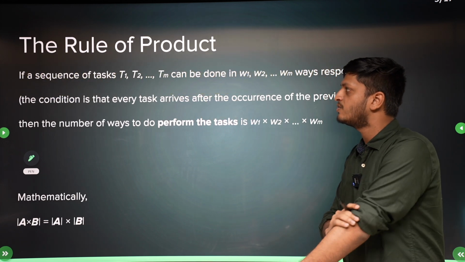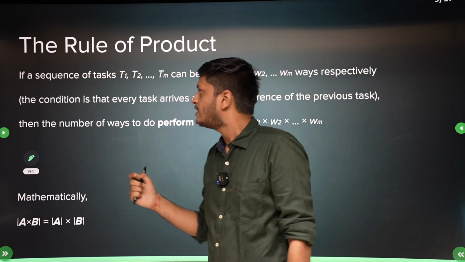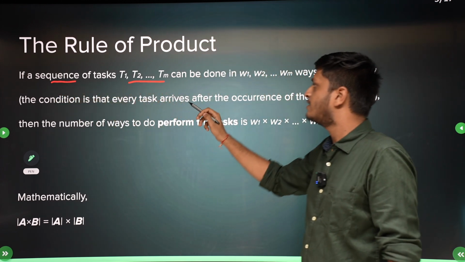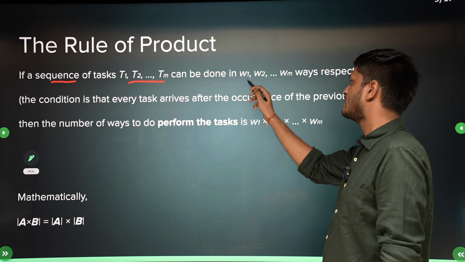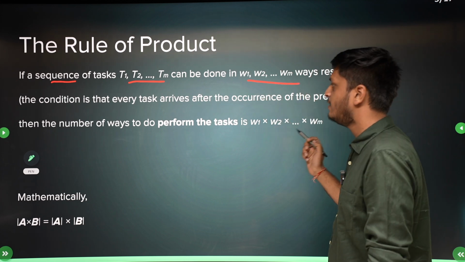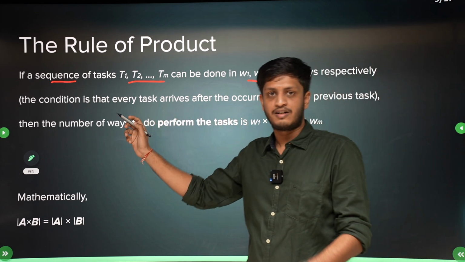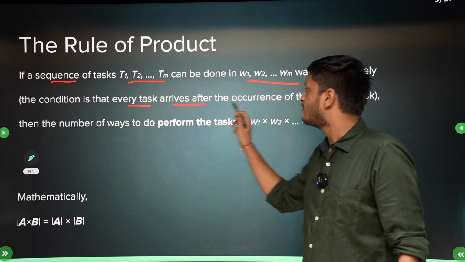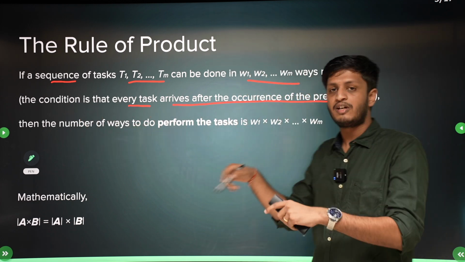Sorry. So next is rule of product. Now a sequence of tasks T1 up to Tm can be done in W1 up to Wm ways respectively, and here the condition is different. The tasks are not disjoint. The condition is that every task arrives after the occurrence of the previous task. Now we have that sequence.